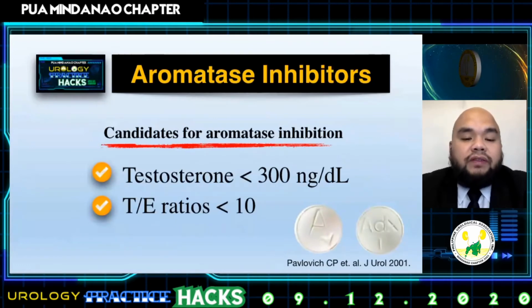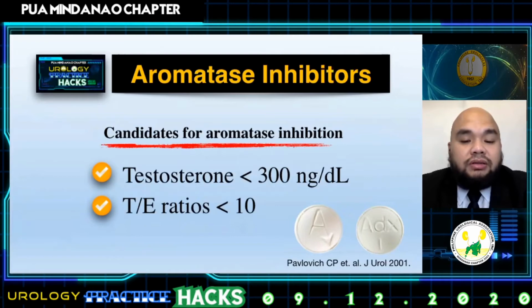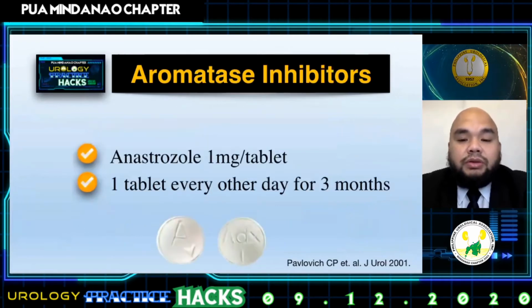So when do you give aromatase inhibitors? In those men with low testosterone and testosterone estrogen ratio less than 10. So you can give anastrozole 1 milligram per tablet, 1 tablet every other day for 3 months, then repeat semen analysis after 3 months.